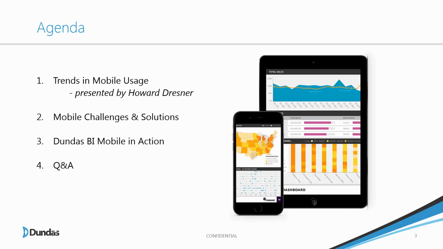In terms of agenda, today's agenda is going to include the following. Let's take a look at some of the trends in mobile usage. Howard's going to review some of the key trends in mobile and the importance of mobile BI and discuss the most prioritized features. Jeff will lead us through a mobile challenge and solutions discussion, design considerations, and share a demo of the Dundas BI mobile in action.